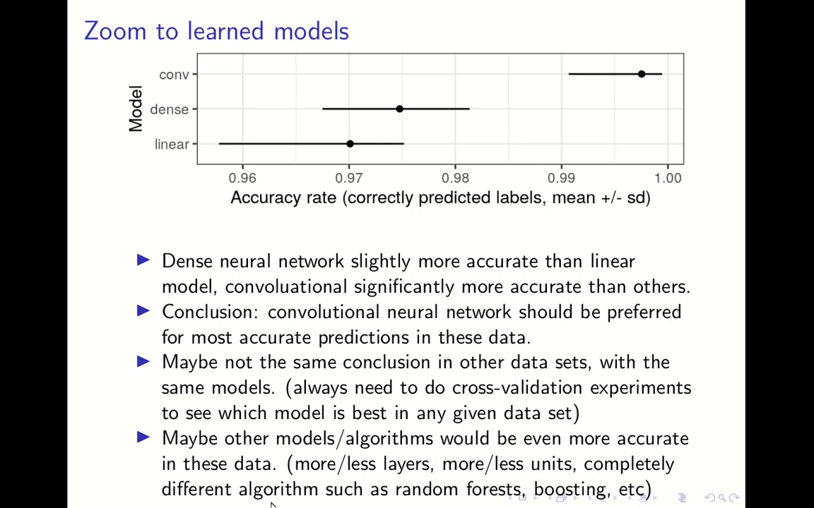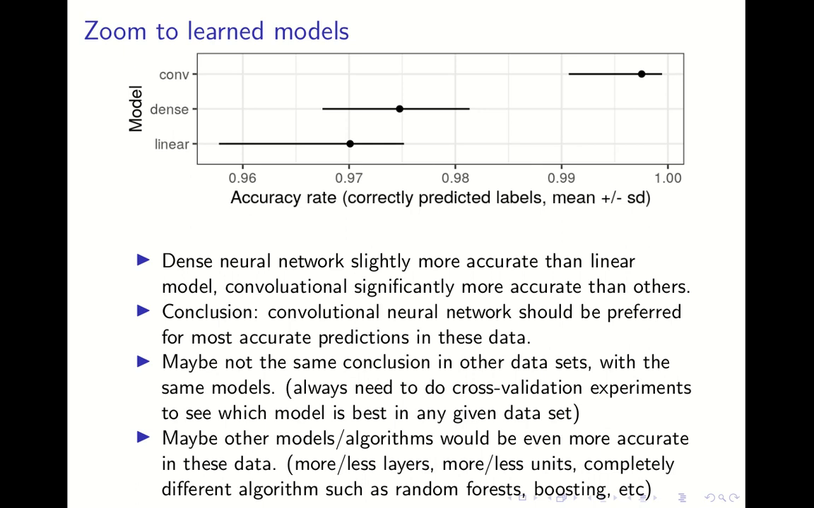I didn't have time to talk about these other popular machine learning algorithms, which are completely different from neural networks, but they are also highly effective, and you should definitely try them if you're concerned with getting a good prediction accuracy. For example, random forest, boosting. There are lots of different examples.